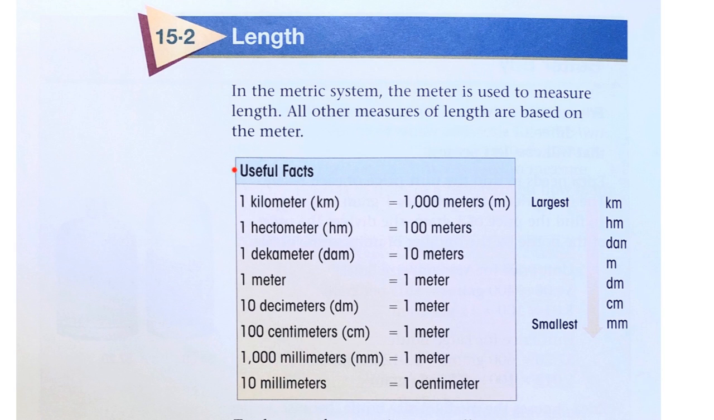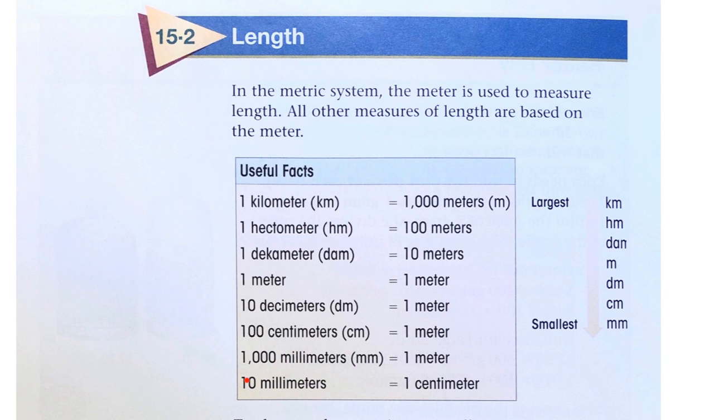So here are useful facts. 1 kilometer is 1,000 meters. 1 hectometer is 100 meters. A decameter is 10 meters. 1 meter is 1 meter. 10 decimeters make 1 meter. 100 centimeters make a meter. 1,000 millimeters make 1 meter.